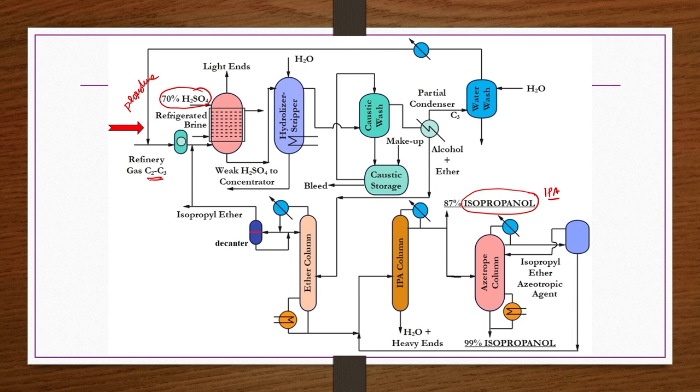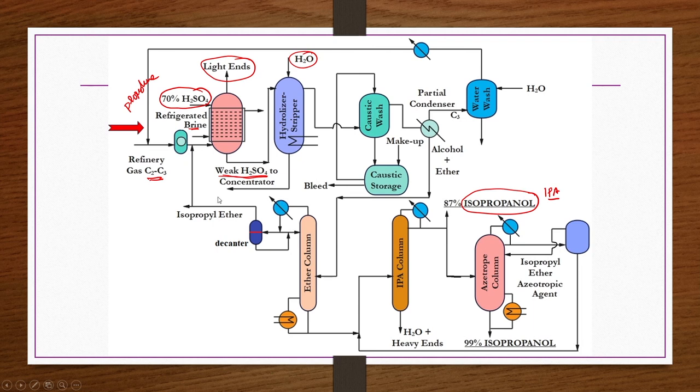This reaction is an exothermic reaction, so in order to control the temperature of the reaction, refrigerated brine is supplied to the exterior of the reactor. So, while this absorption is taking place, where sulfation reaction is also taking place, the light ends are being released from the top. Whereas, the products you take to a steam stripper, where water is being supplied to recover weak H2SO4 from the product mixture, and then that can be taken to a H2SO4 plant for the concentration purpose, so that it can be reused, right.